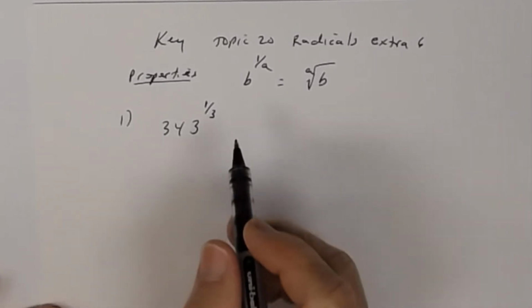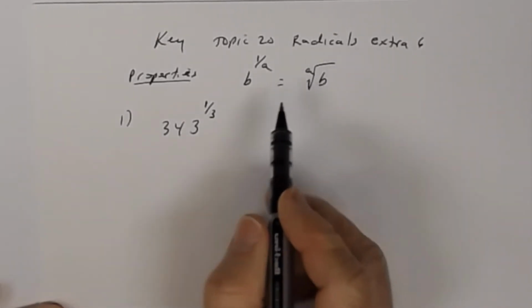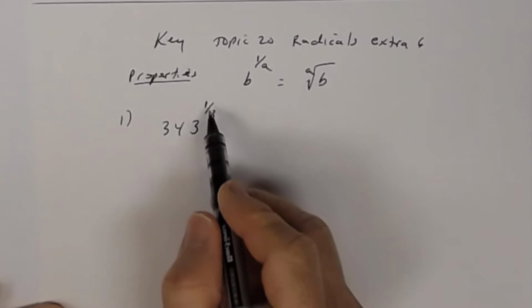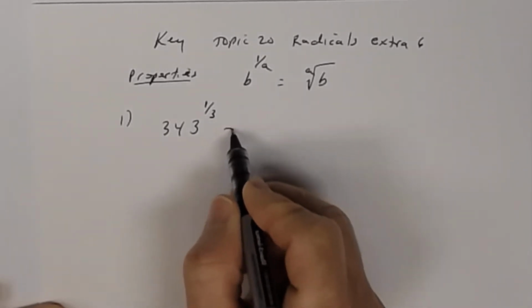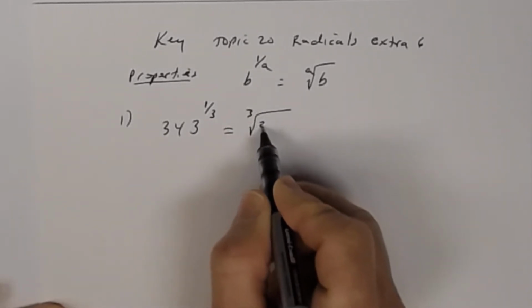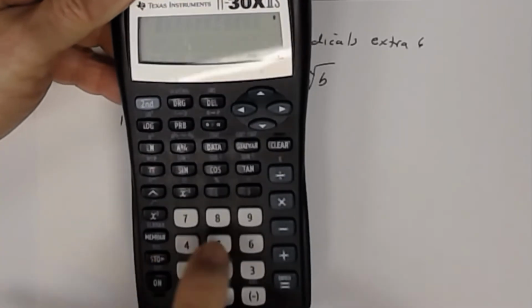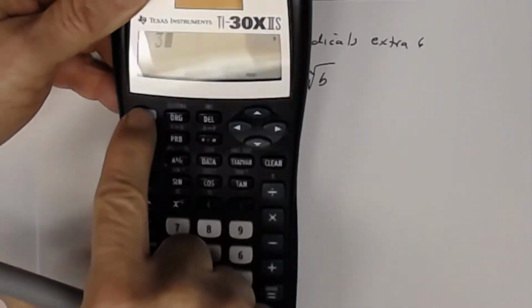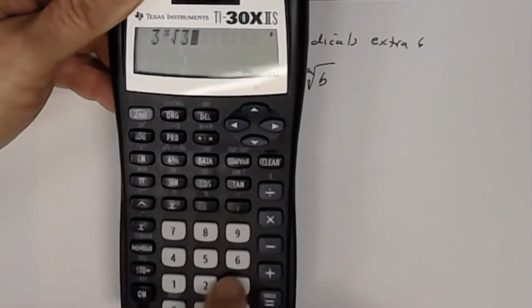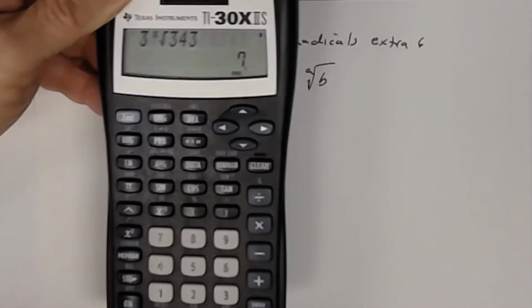343 to the 1/3 as a radical expression. Remember, the denominator of the exponent is your index, so it becomes the cube root of 343. There's your radical expression. Sometimes these cube roots are a little more difficult to deal with, so if you don't remember and you have access to a calculator, just take the cube root of 343, then equals, and you get 7.